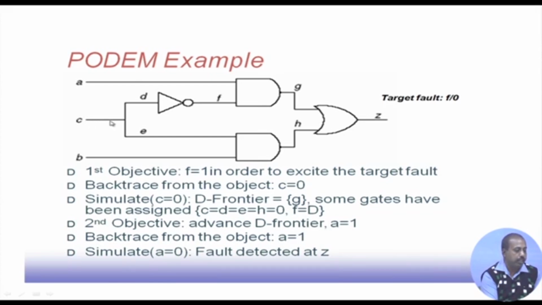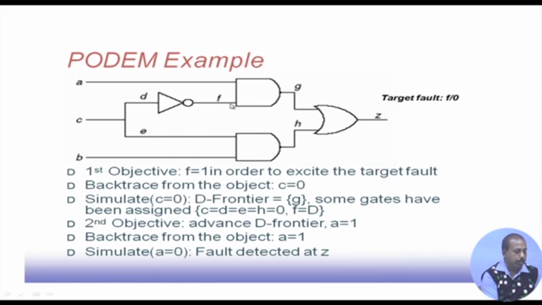Now, we simulate the case C equal to 0. When C equal to 0 is simulated, the D frontier becomes this line G. The D frontier can proceed to G, and some gates have been assigned, as we are simulating C to 0. So, C, D, E, H, all these lines get the value 0, and the line F gets the value D. Now, we have to advance this D frontier further. That is the second objective that comes up.